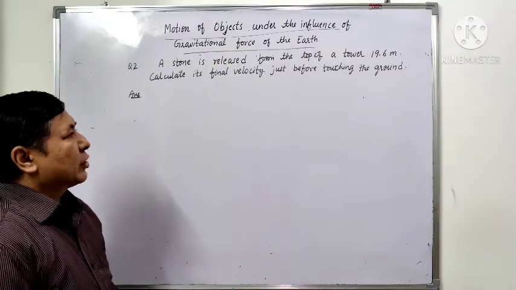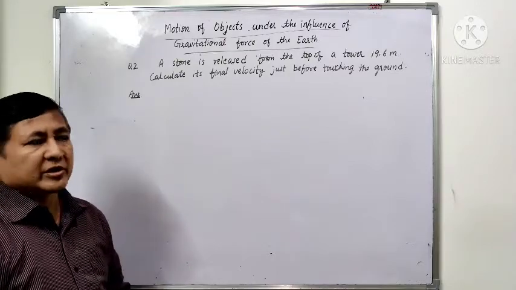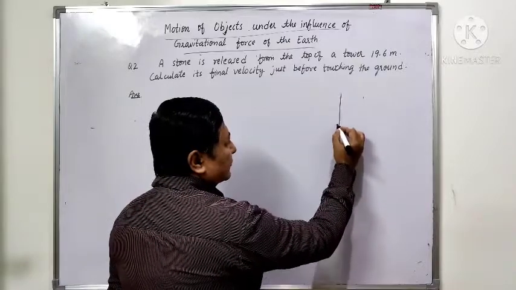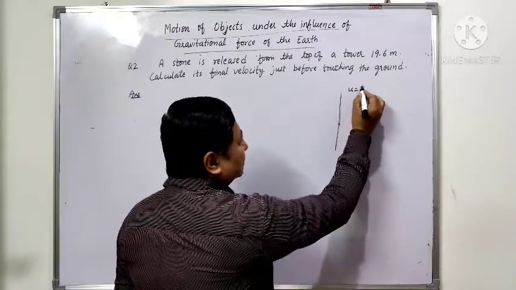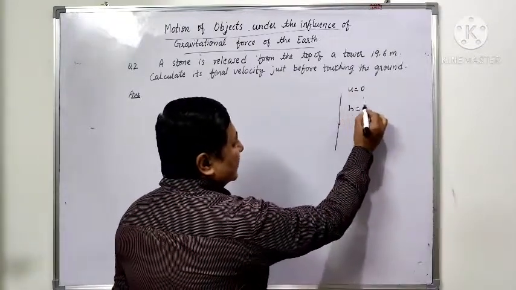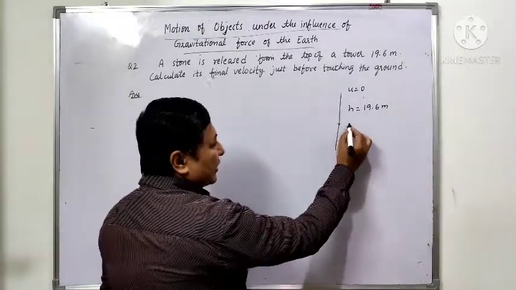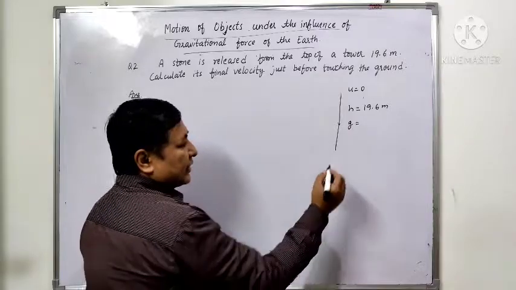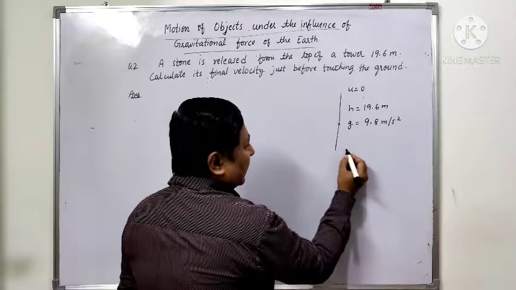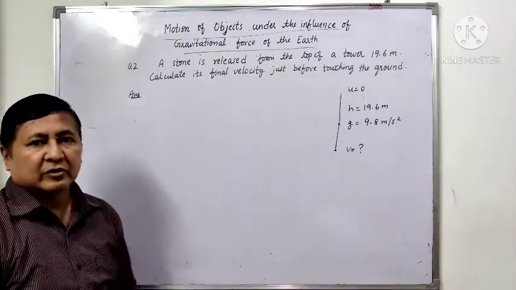A stone is released from the top of a tower 19.6 meter. Calculate its final velocity just before touching the ground. Now the object is falling down. So initial velocity is 0 and it is having a height of 19.6 meters. So h is 19.6 meter, and since it is falling down, acceleration due to gravity will be positive, that is equal to 9.8 meter per second square. And we have to find the final velocity, that means just before touching the ground what will be the velocity.